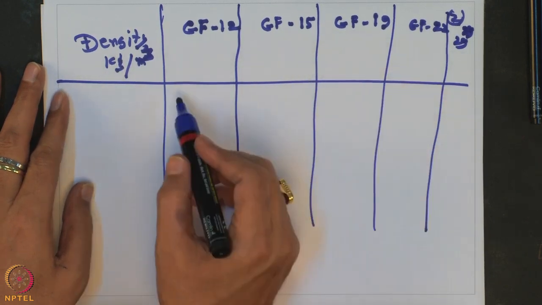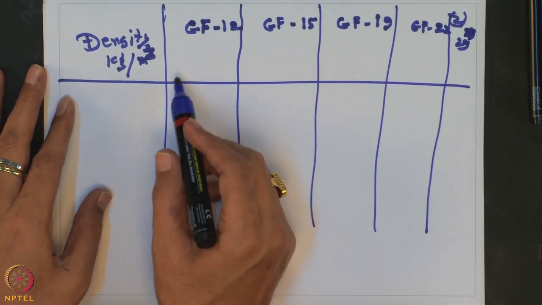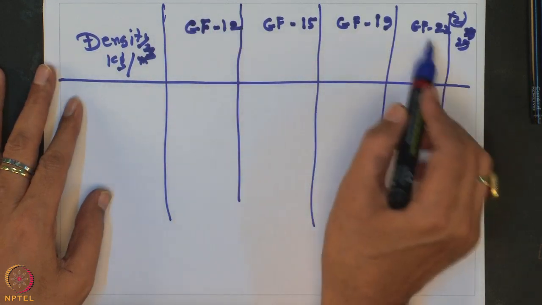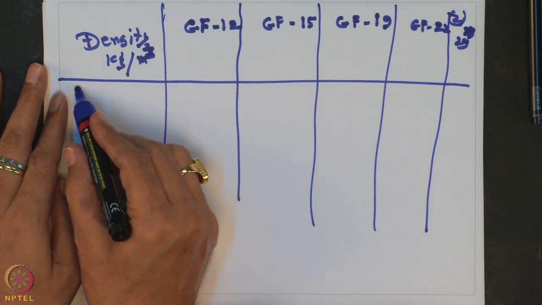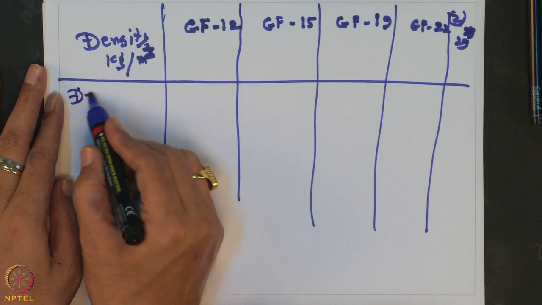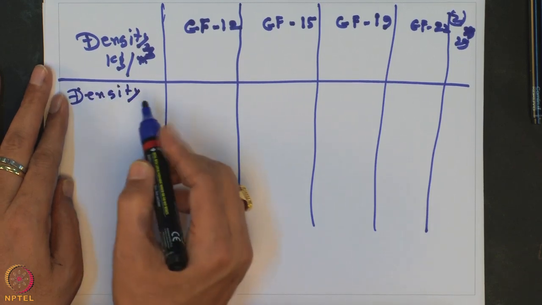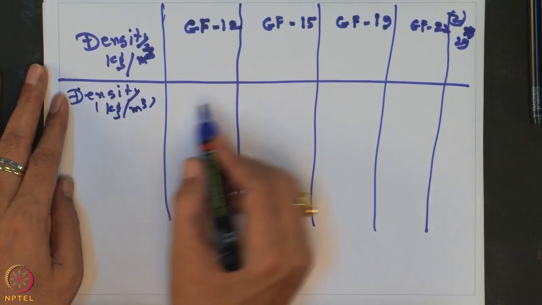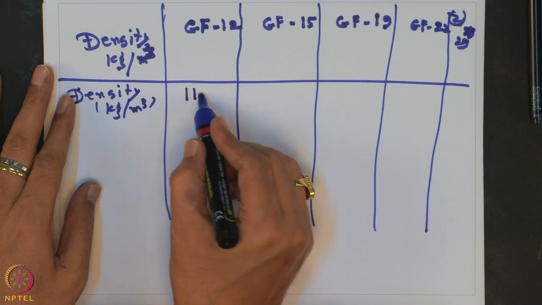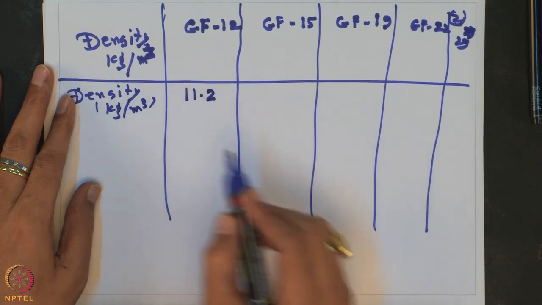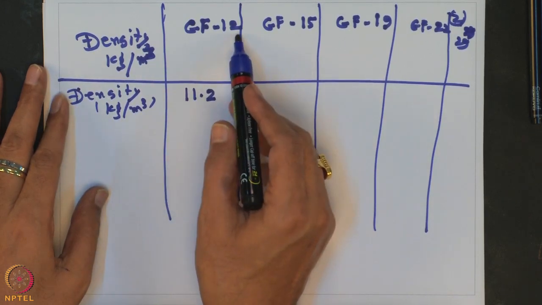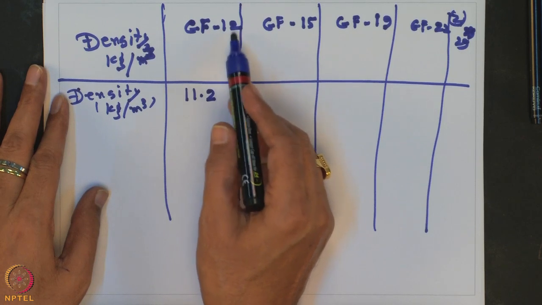So, for this density, you find from the manufacturer's point of view, and if you can perform the test, the density, which unit is kg per meter cube, you can have some value very near to 12, 11.2. So, this is the density for the EPS geofoam, designated by the manufacturer by a round figure like 12.